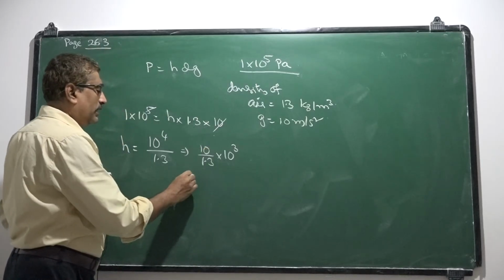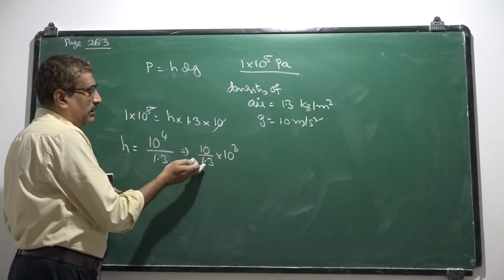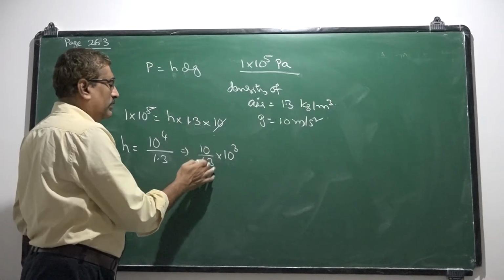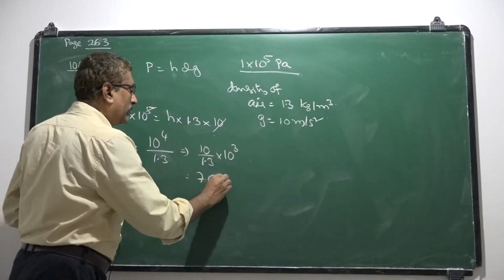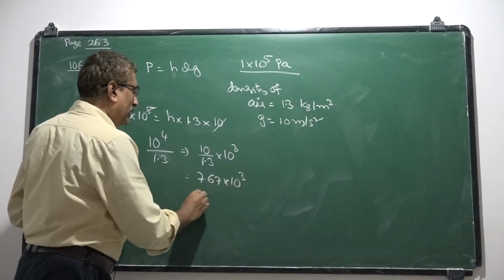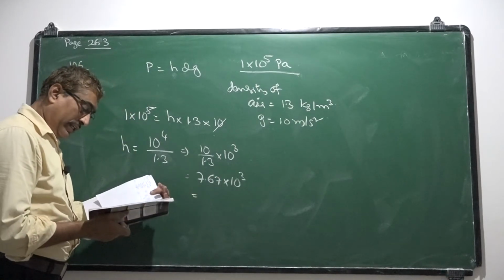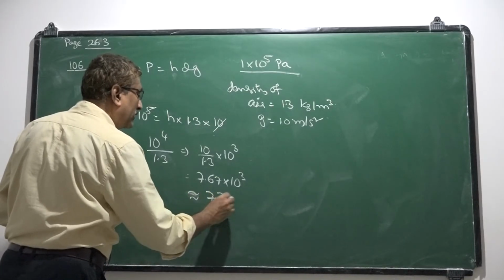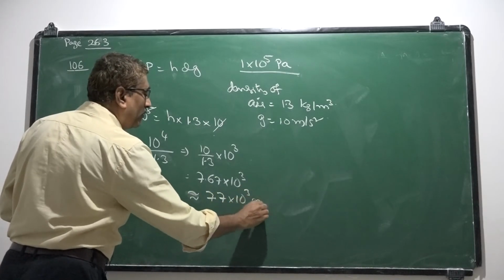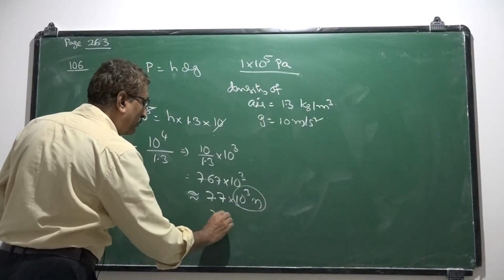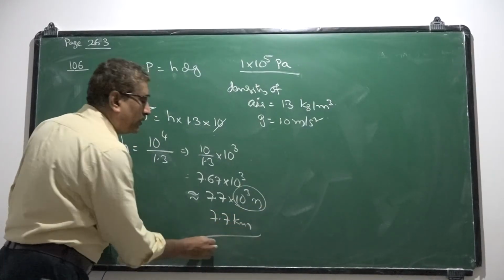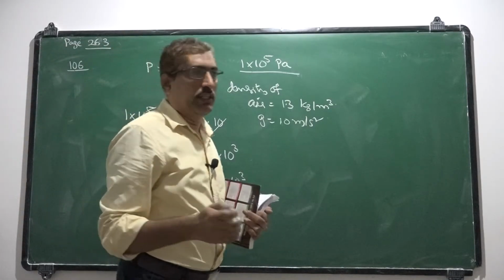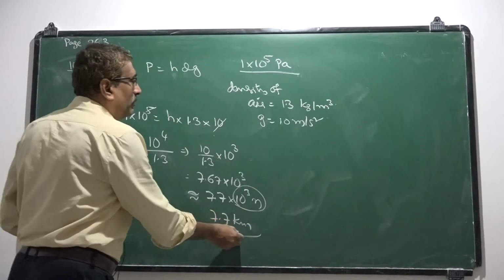So 1.3 means, okay, 13 into 7 is 91. So 7.67 into 10 to the power 3. In the options it is given as 7.7. So approximately it is 7.7 into 10 cube meter, but 10 cube meter is kilometer. So 7.7 kilometer. So the height of the atmosphere above the surface of the earth to have a normal atmospheric pressure is 7.7 kilometer.